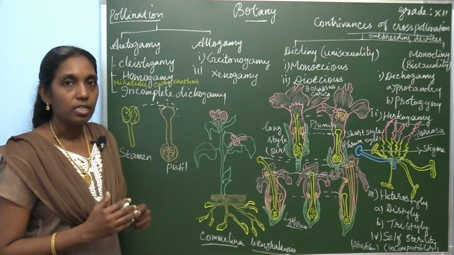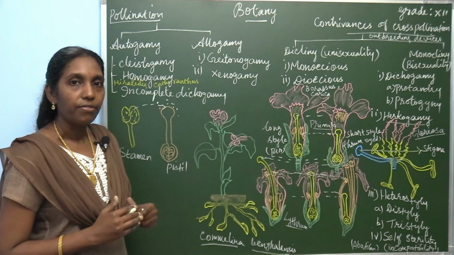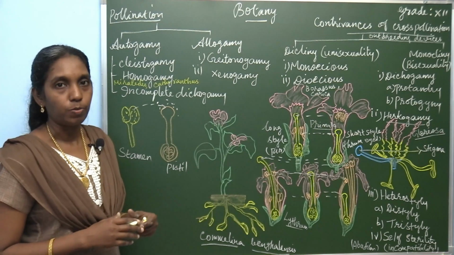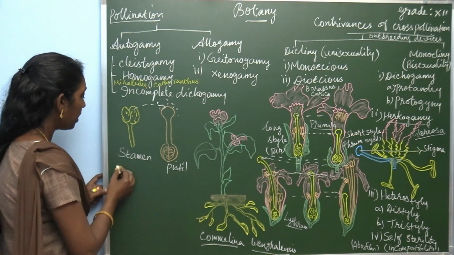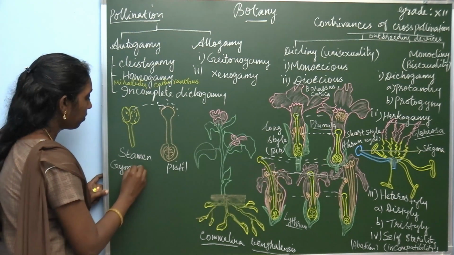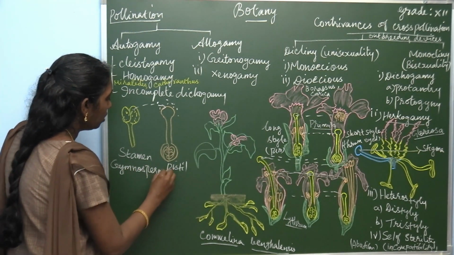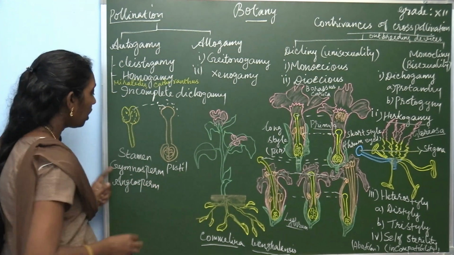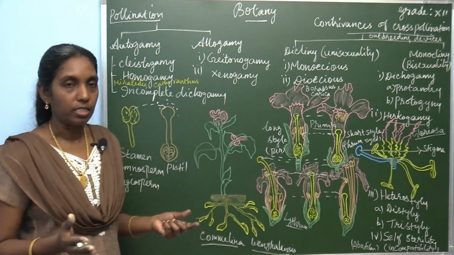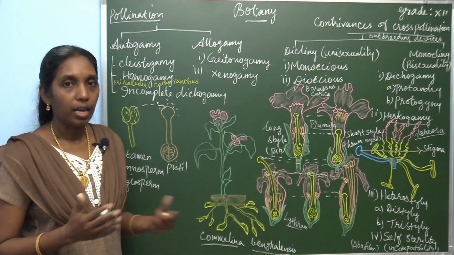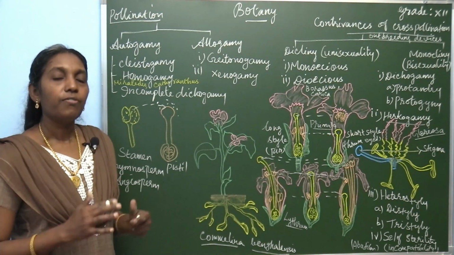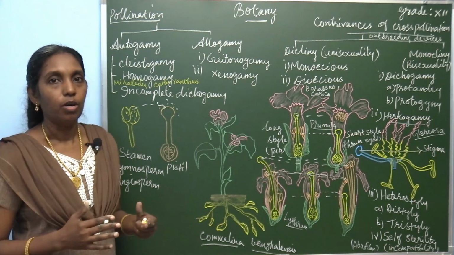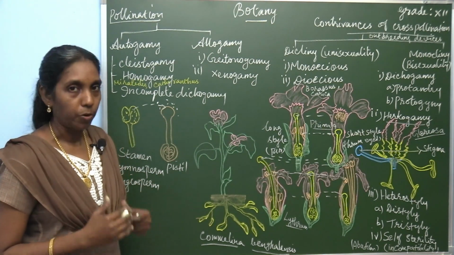Pollination is the specific characteristic feature of spermatophytes. What are spermatophytes? Gymnosperms and angiosperms. In gymnosperms, pollination is direct pollination. In angiosperms, it is indirect. Do you think if there is no pollination, is there any fruit and seed formation? No. So, pollination is a very important process.